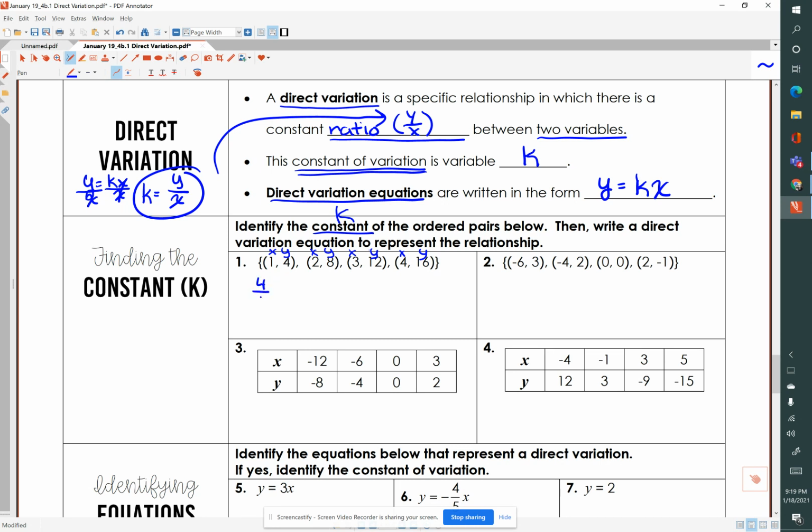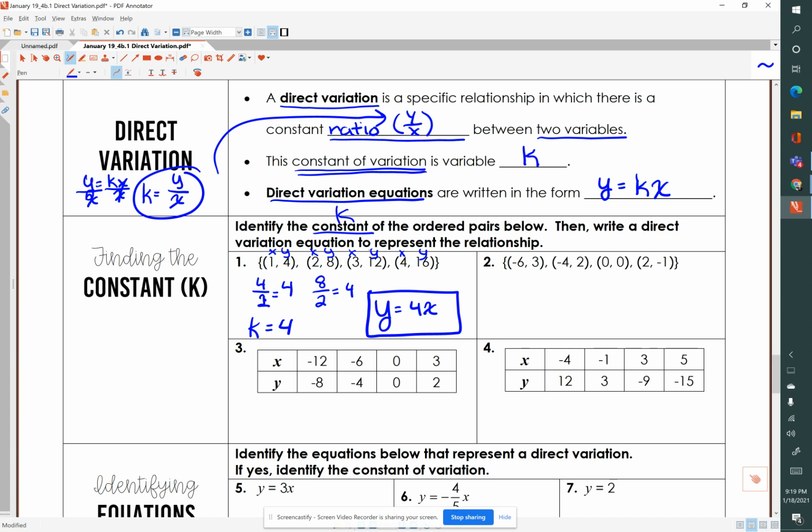Here's my y over x, and our x is 1. Well, 4 over 1 equals 4. Now let's try it with another pair. How about the 8 over 2, y over x, also equals 4. So our k equals 4, and our direct variation equation is then y equals 4x.